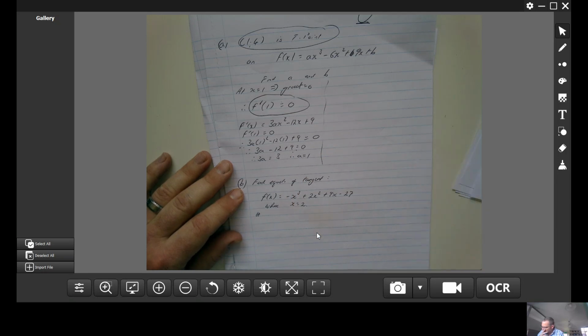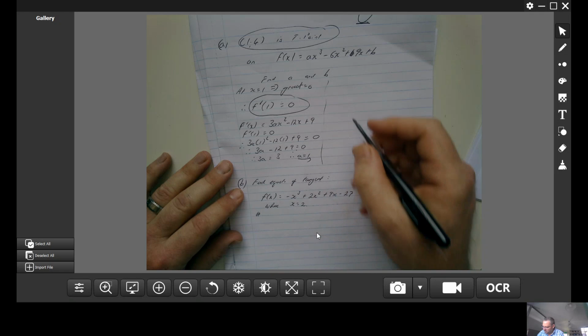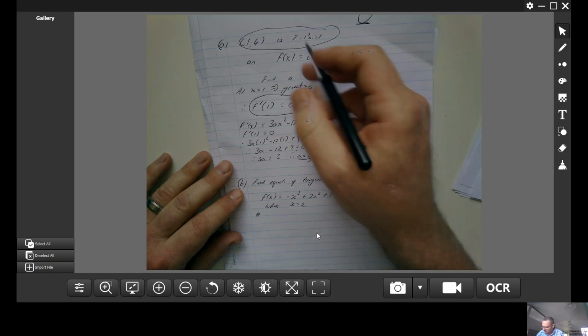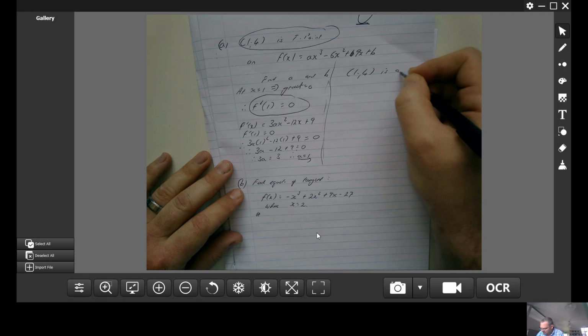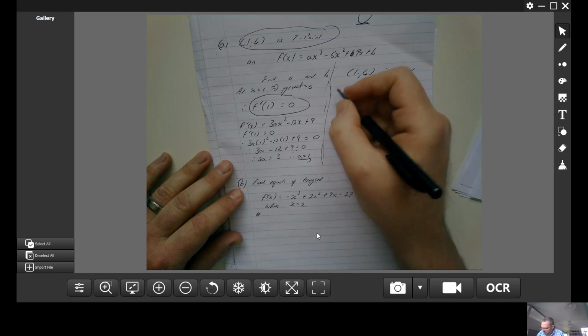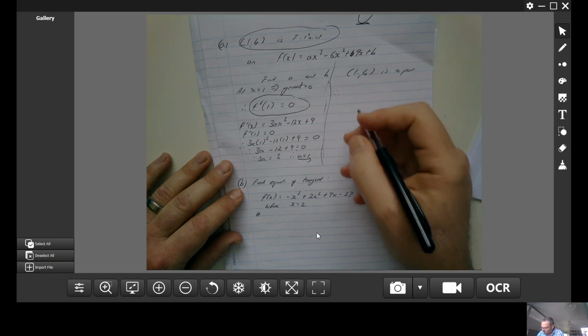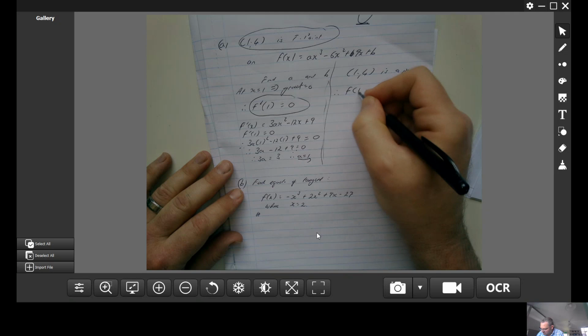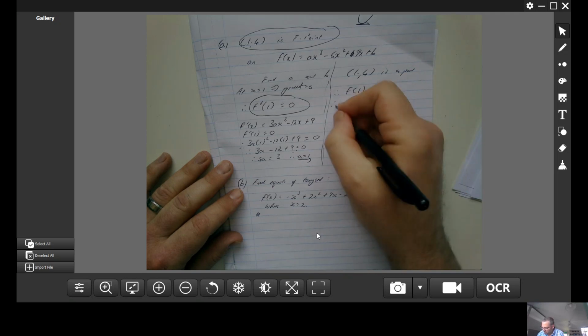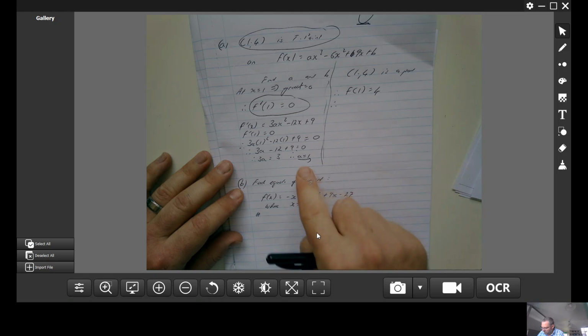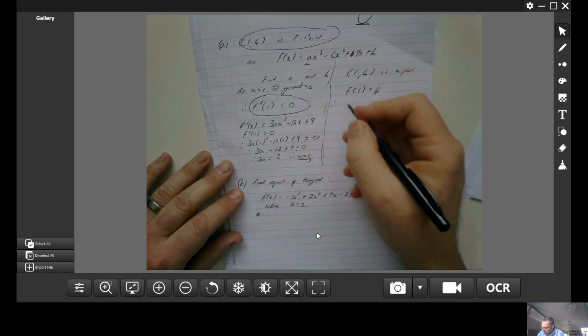Okay, so I've got a is equal to 1, but I've got to find a and b. But (1, 4) is a point. Now we use the fact that it's a point. In other words, if I sub in x is equal to 1, I'll get a y coordinate of 4. In other words, we know that f of 1 is equal to 4. So if I sub 1 into the original equation, I'll get an answer of 4. So we also know a is 1, so I can replace that a with 1.